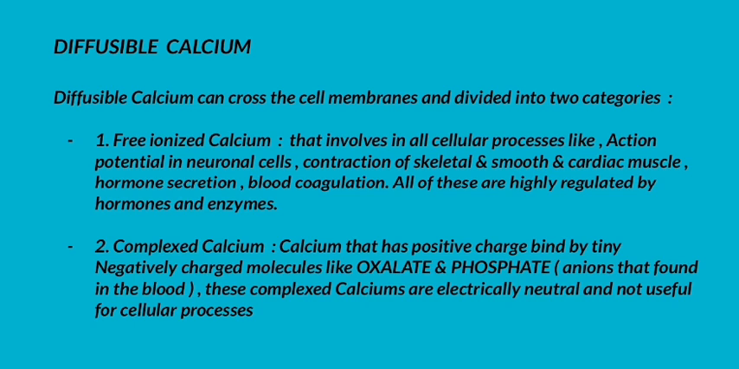Second, complex calcium. Calcium that has a positive charge is bound by tiny negatively charged molecules like oxalate and phosphate, ions that are found in the blood. These complex calciums are electrically neutral and not useful for cellular processes.